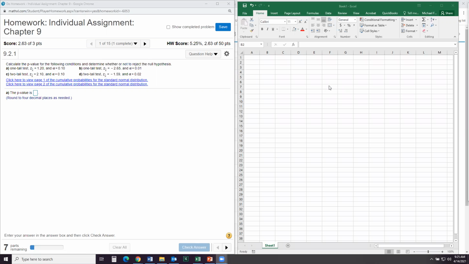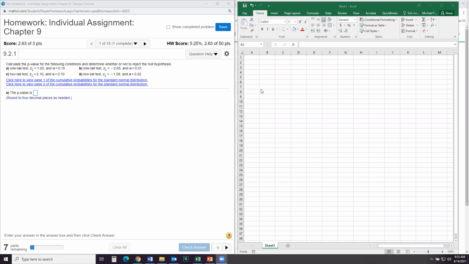This is the first problem in the Chapter 9 homework assignment. Someone was asking about it, so I wanted to work it out for you. Here we go, I'll just jump into it. Calculate the p-value for the following conditions and determine whether or not to reject the null hypothesis.